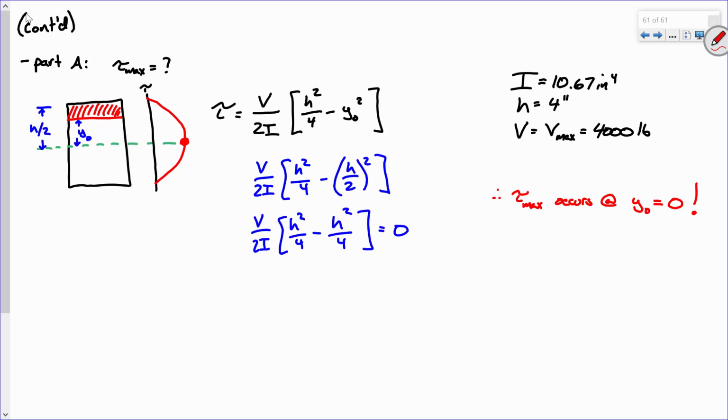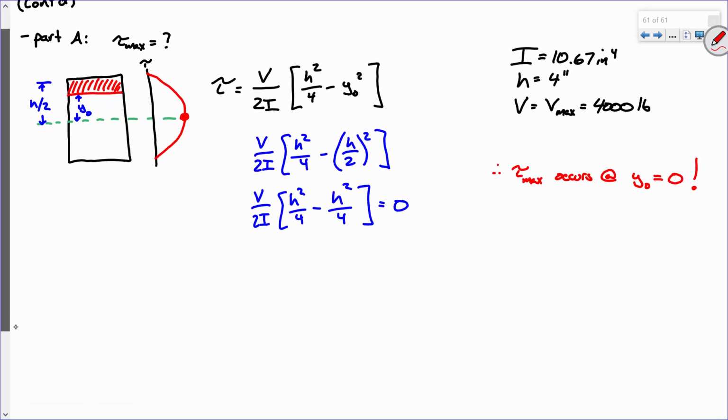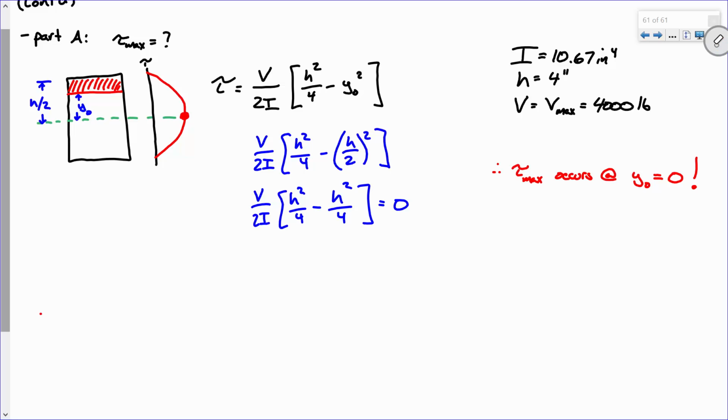So I propose then that tau max is V over 2I times h squared over 4, which is V h squared over 8I.